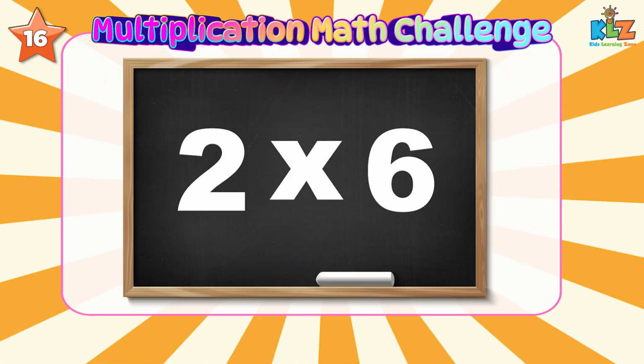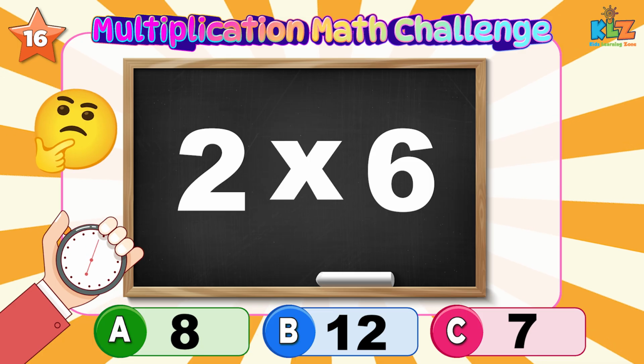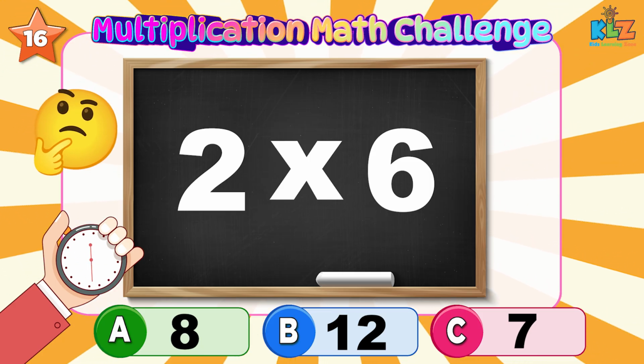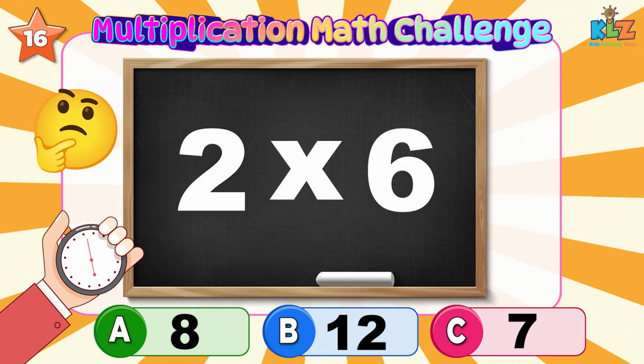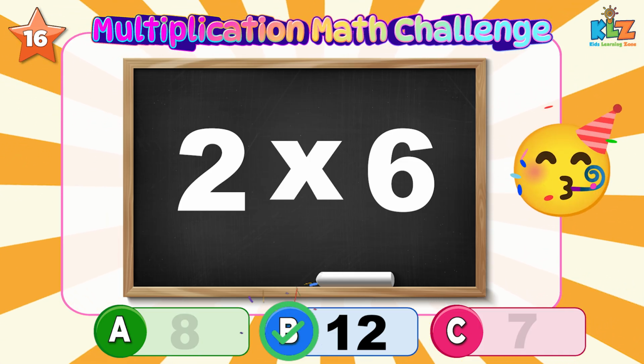What is 2 multiply 6? Ready, set, solve. Correct answer, option B, 12. Amazing.